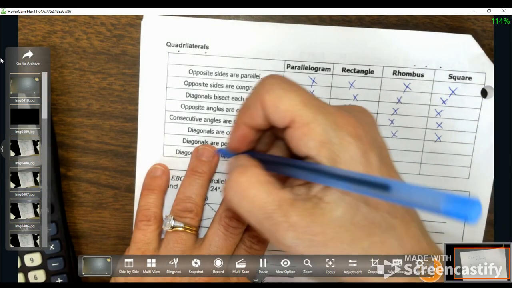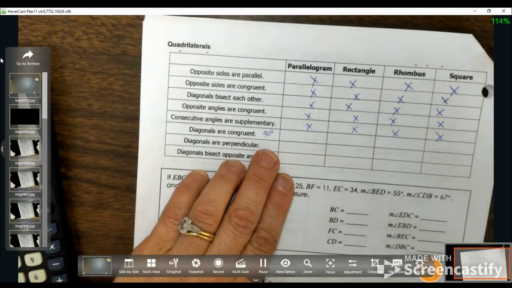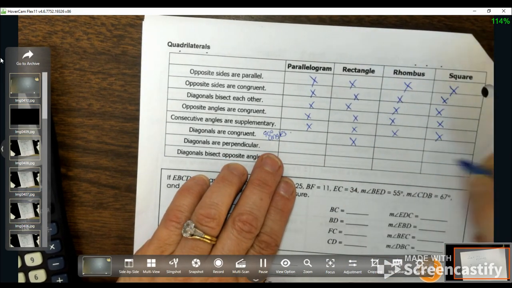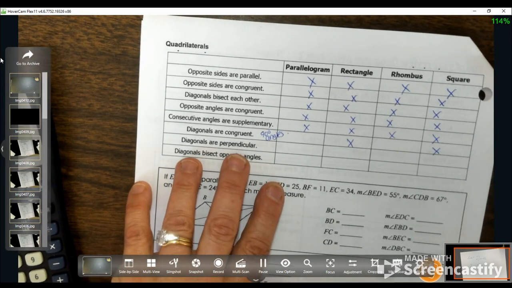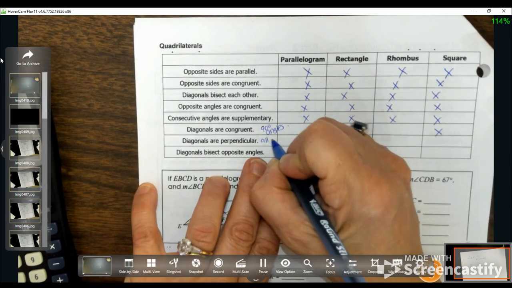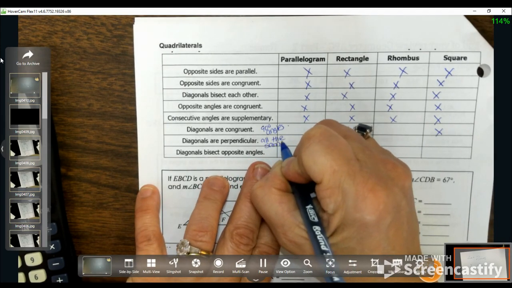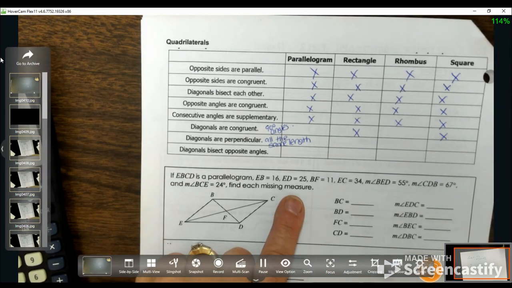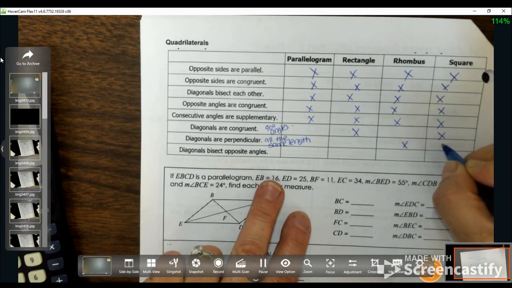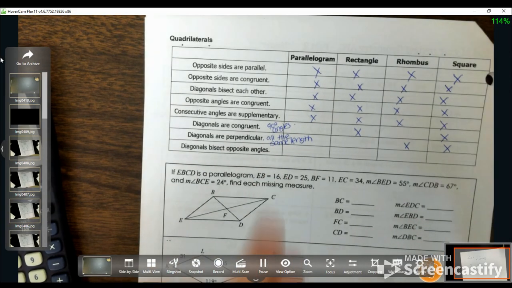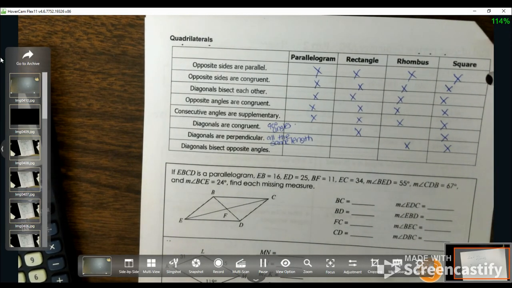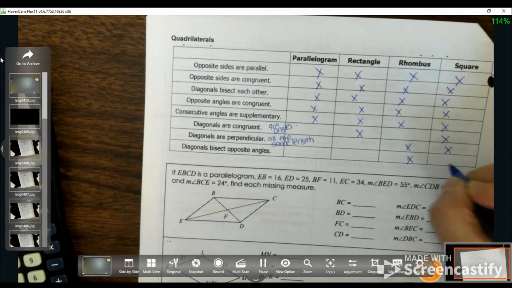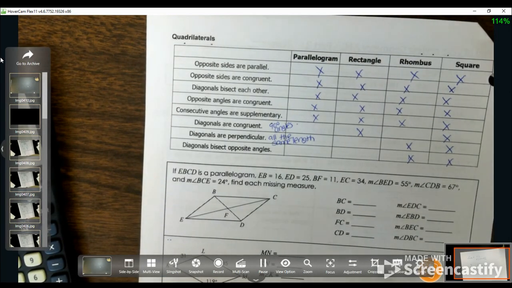Diagonals are congruent only if the angles are 90 degrees. Okay. 90-degree angles has to be present only in a rectangle and a square. Diagonals are perpendicular if all sides have the same length. That means the diagonals will be perpendicular. That's for a rhombus and a square. And lastly, diagonals bisect the angles. And again, that is also only true for a rhombus and a square. And that is the table.